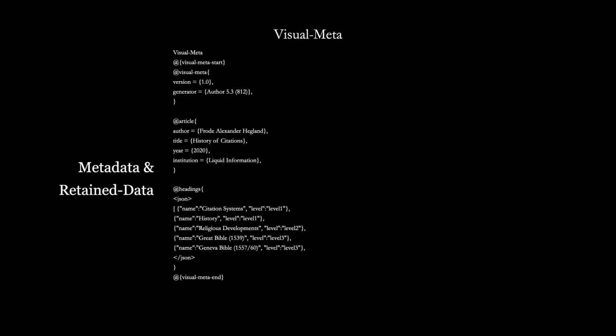Even though the system is called Visual Meta, please note that only a small part is traditional meta information, such as the author, title, and so on. The rest of the information is what we might call retained data, because it was in the original document as part of the author's work process. It has not been added in an expensive process later.